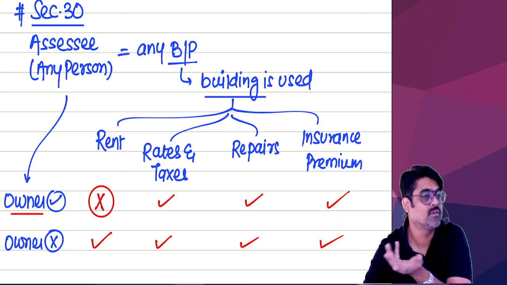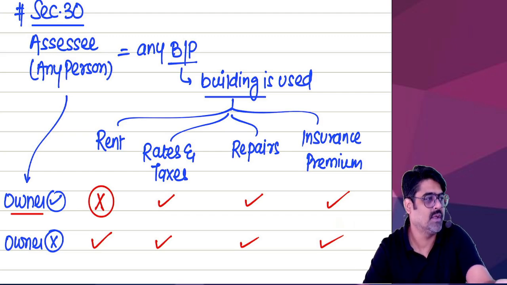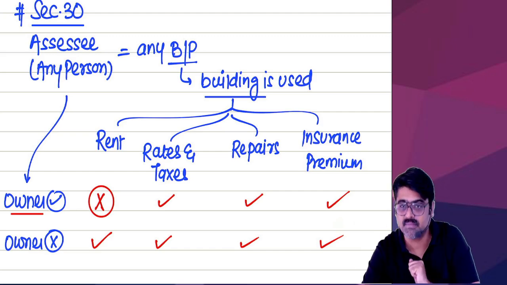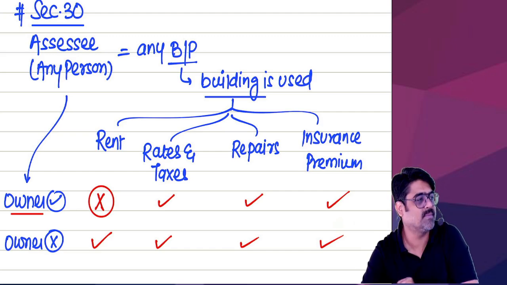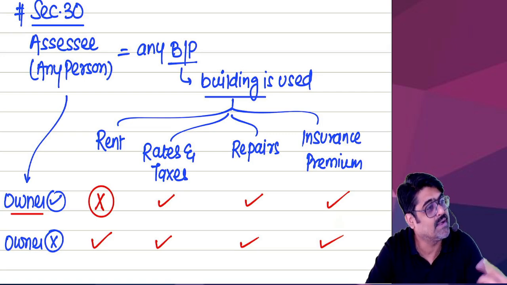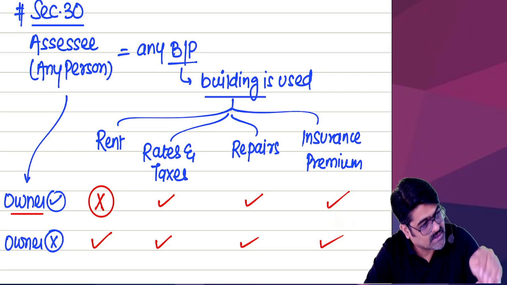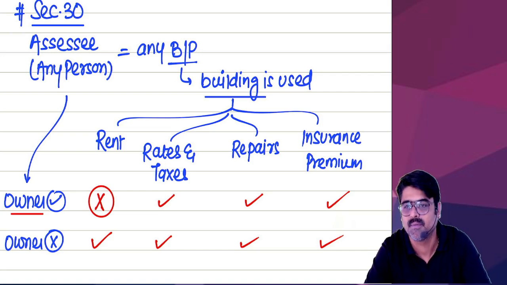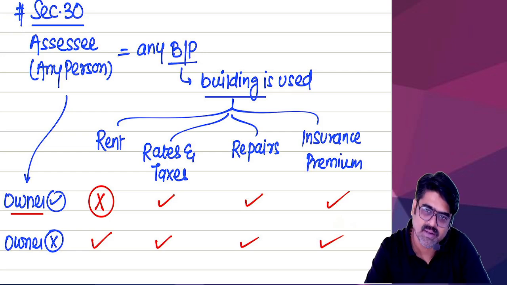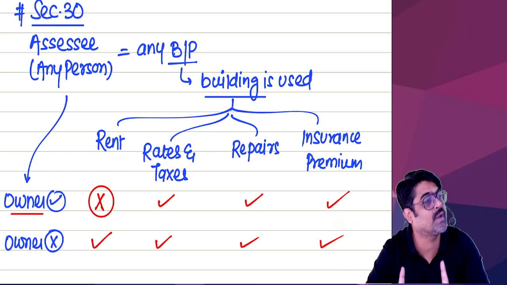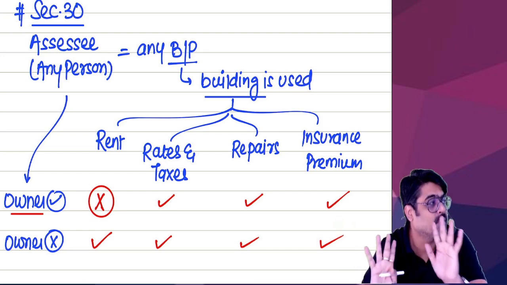Yes or no? Sir, give us some example. See, the building which you are using for the purpose of business or profession, you have taken this building by taking a loan. Can you pay the interest on that loan? That interest is also an expense related to this building only. Yes or no? So will that expense be allowed as a deduction? Yes, but not under section 30. Section 30 tells you to take the deduction of only these four expenses.